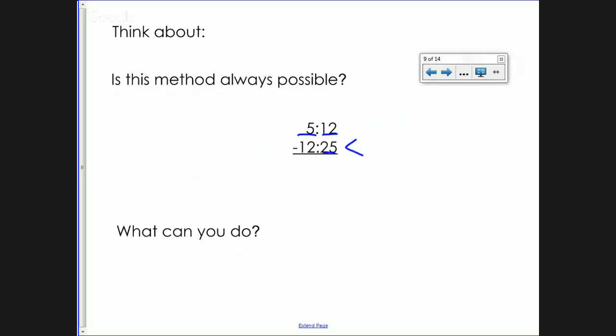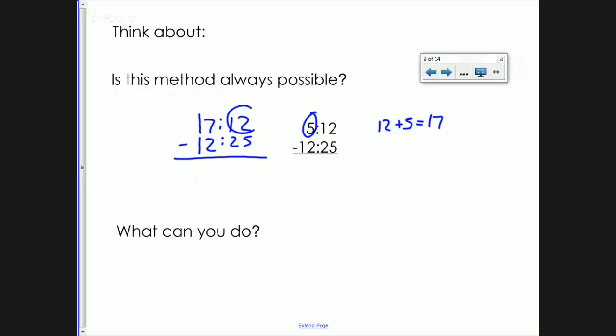I would assume that they are talking about 12 noon and 5 o'clock in the afternoon. If you know anything about the 24-hour clock, perhaps you can convert your time of 5:12 to 24-hour time. So 24-hour time, you would add 12 to your hour. So 12 plus 5 equals 17. So you could rewrite this question as 17:12 take away 12:25. But you still run into the problem of the 12 being smaller than the 25. So let's see what you can do.